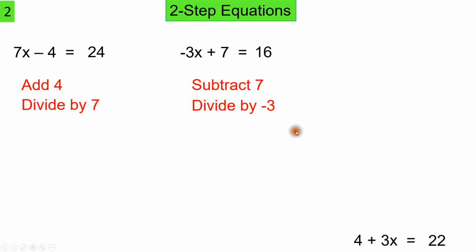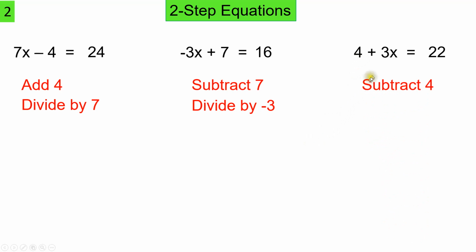So next, switched them around. Ooh, a little tricky. Okay, so lonely guy, he's positive. Let's make him negative. Subtract 4 from both sides. Then you got to get rid of the 3 so x can be by itself. How do I get rid of the 3? I divide by 3, right? Easy.